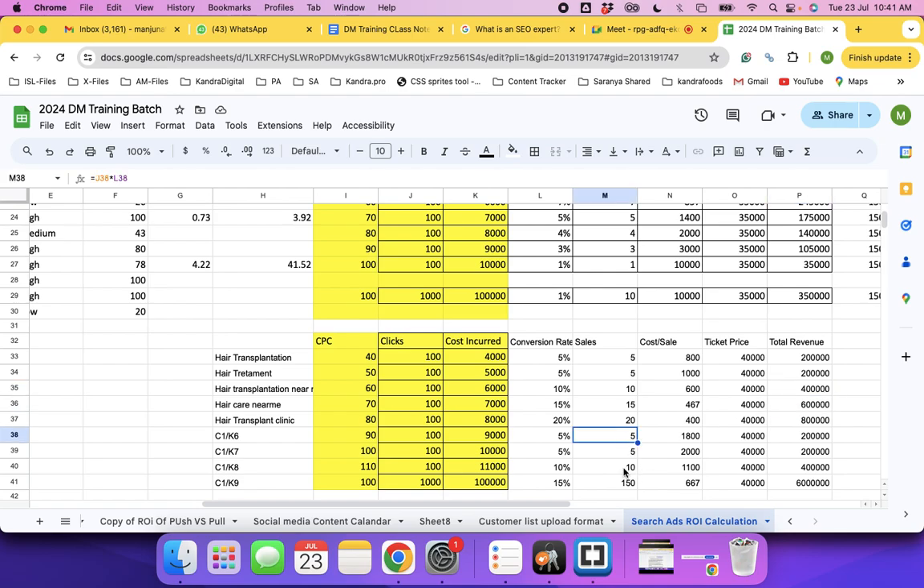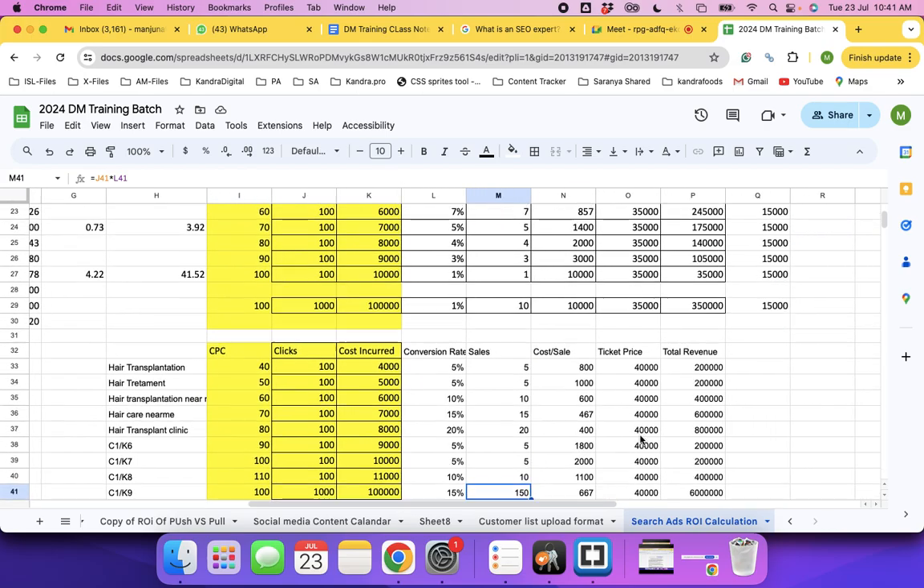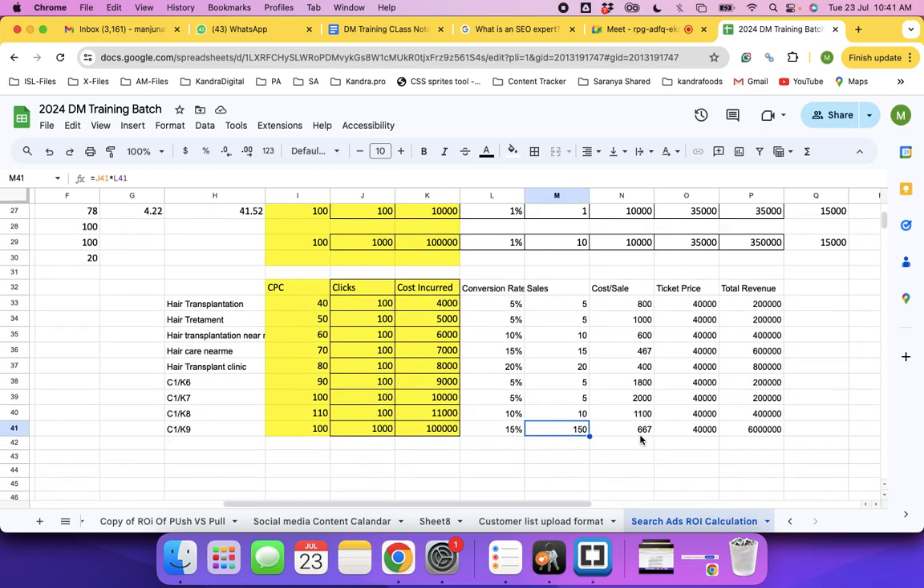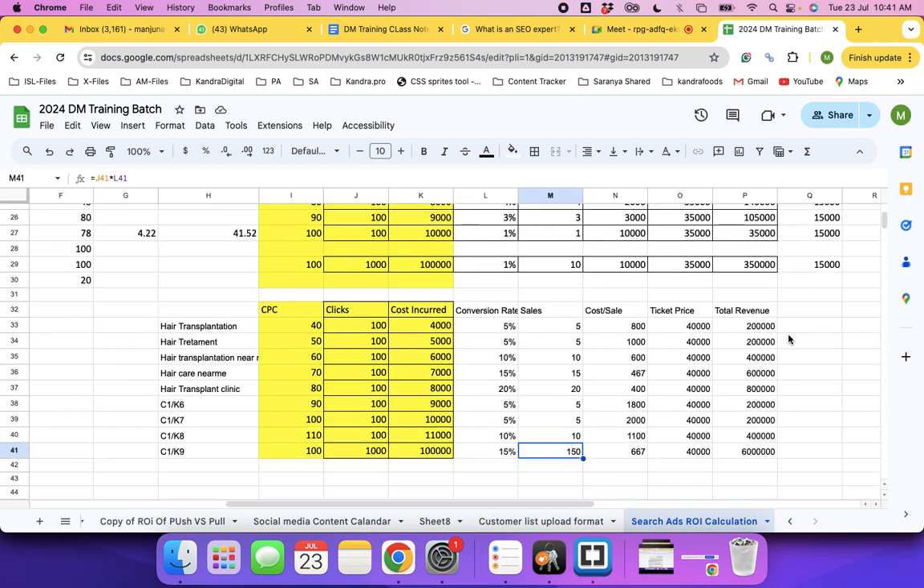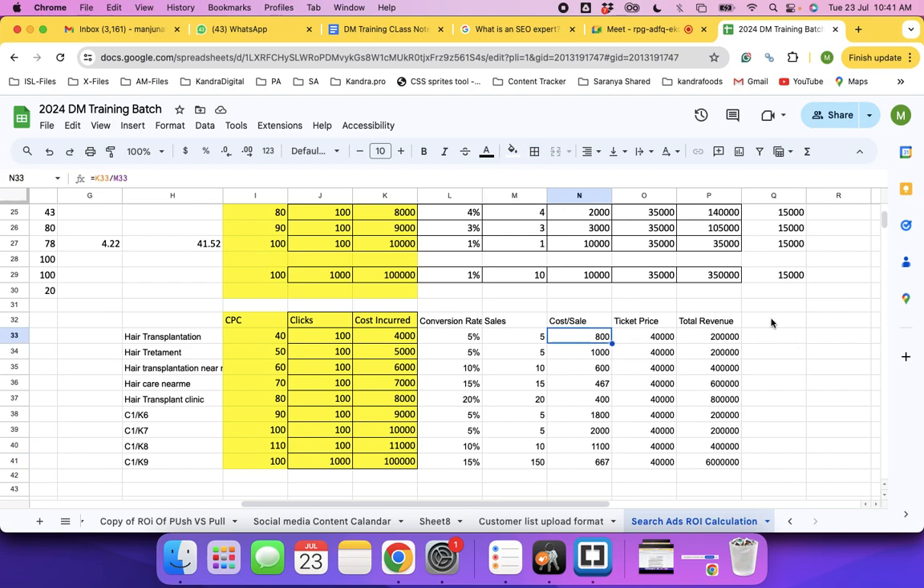So from the same 10 seconds, 50 sales, 150 sales, different conversion rates. Okay. So now how much did they spend per sale? 800 rupees. Correct? Total revenue would have been okay. Anyways, no problem here. Equal to this minus 800 into 5. So 1 lakh.